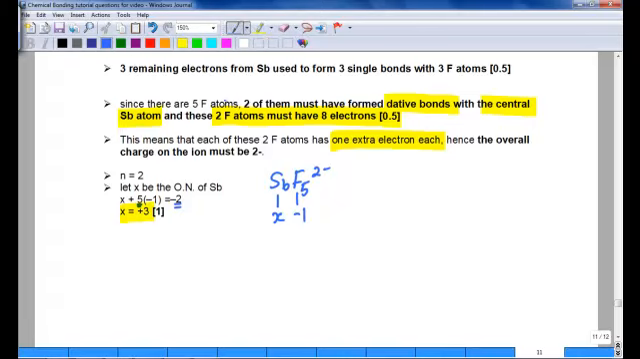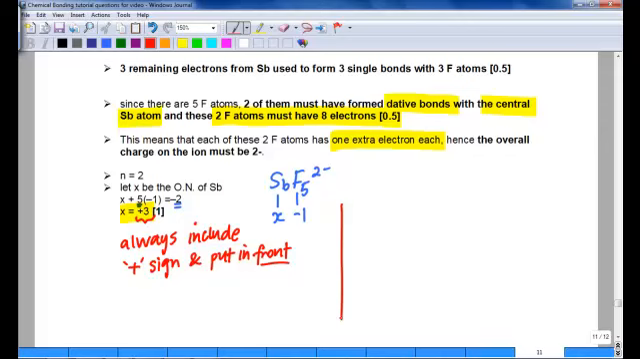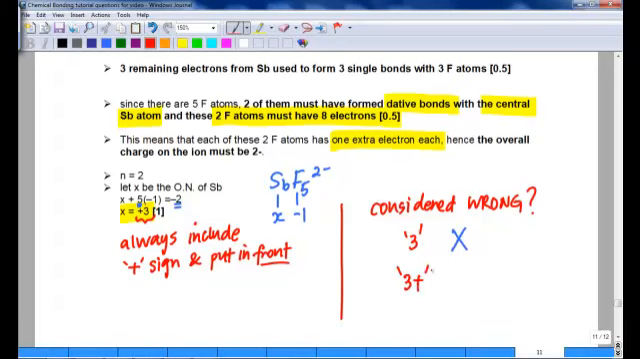Please take note in this part. If you are to write the oxidation number, you must always include the positive sign, and it must be in front. What are the 2 types which won't gain any credit? If you write 3 on its own, it will be considered wrong. If you write 3 plus with the plus at the back, it will also be considered wrong. So just stick to the convention of having the plus sign in front, and this will be taken as correct.